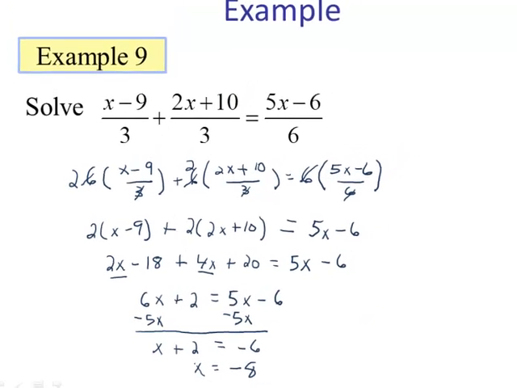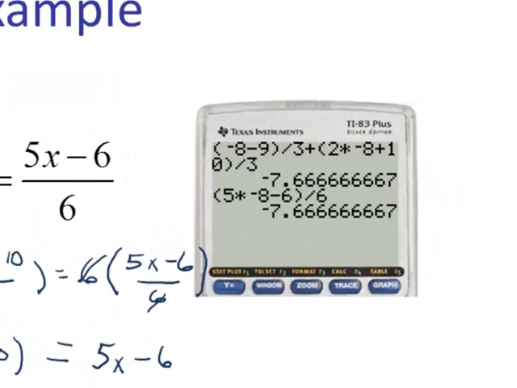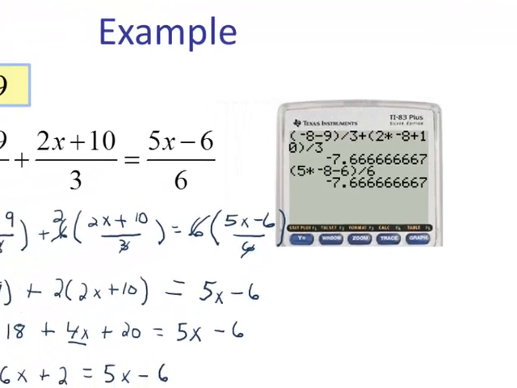So next we need to check it. We're going to use the graphing calculator to check it. I'm going to substitute negative 8 in for x. This is the left-hand side of the equation. We end up with negative 7.6 repeating. And when I substitute x equal to negative 8 into the right-hand side, I get the same number. So we have verified that x equals negative 8 for this equation.